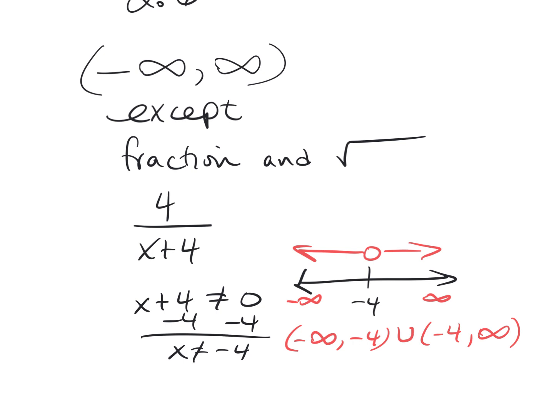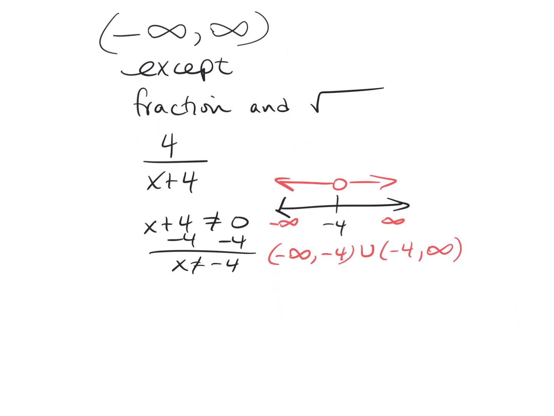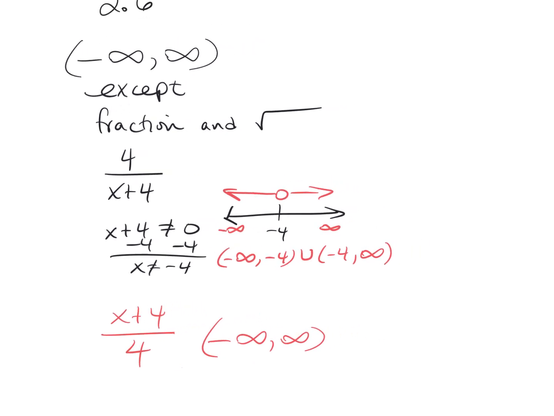Now, if it were flipped, let's say it was x plus 4 over 4, this one's all real numbers. There's no x to plug in a number for to make that denominator a 0. There's no restriction when the numerator is just an expression. Everybody good there?